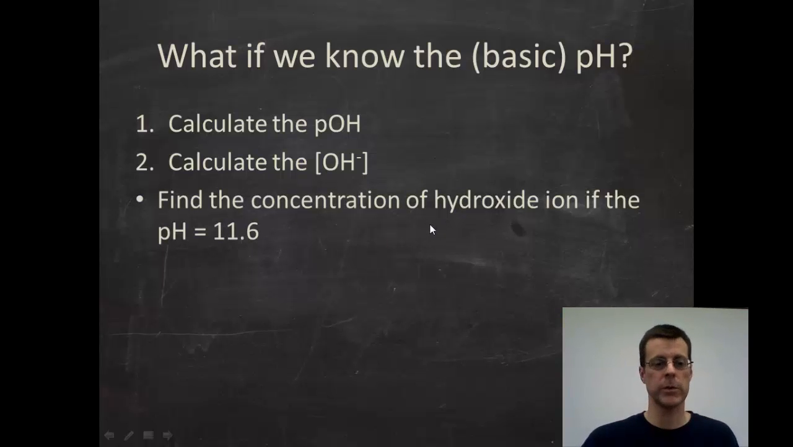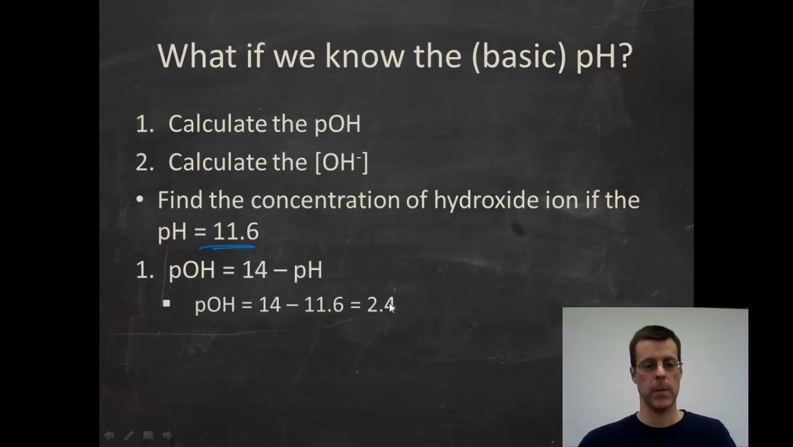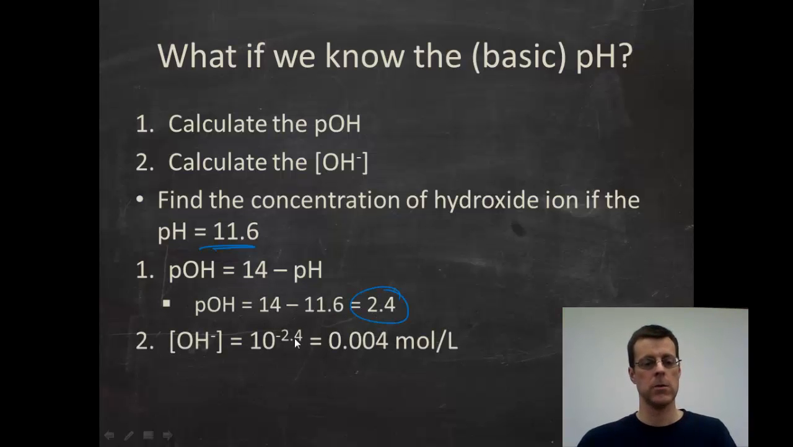So here's one to try. Concentration of hydroxide ion. If the pH is 11.6, clearly a basic pH. So my job 1 is turn that into pOH. Job 2, use that as a negative exponent, and I get the concentration of hydroxide ion.